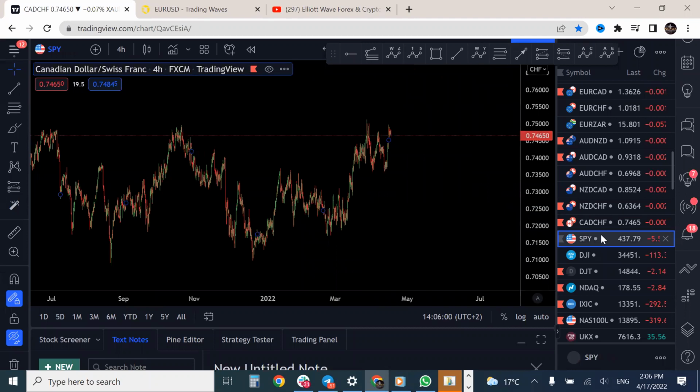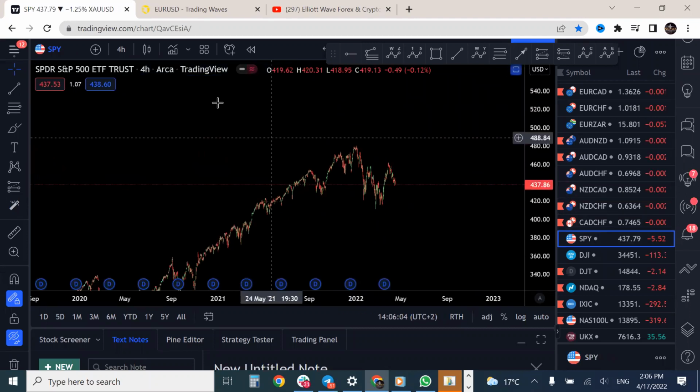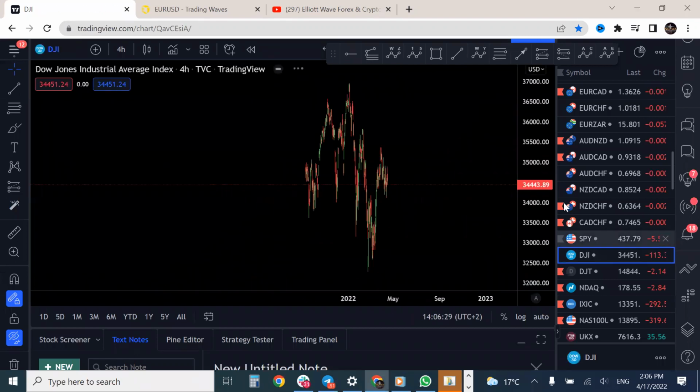Right, let's go to the indices. The indices, we have been saying that this structure is not complete. 1, 2, 3 down, 1, 2, 3 up. We're expecting 1, 2, 3 down on the indices to get a WXY corrective structure. And that's what's happening here. So you can eventually get a structure like that, a WXY corrective structure. So we're still looking for this one to come a little bit more down. That is the S&P 500.